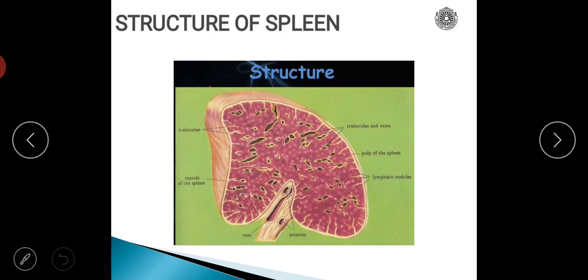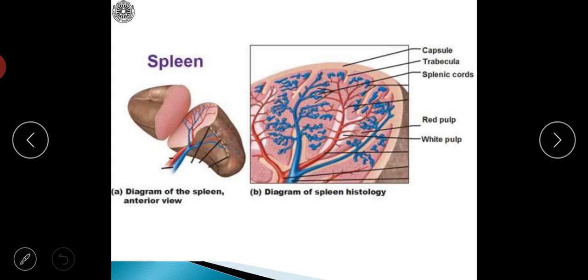The spleen, as you know, is a very important organ, and it receives a rich blood supply through arteries, and the impure blood is taken away from the spleen through veins. This is another diagram showing the structure of the spleen, that is anterior view and other histological details. In the diagram of the spleen histology, you will observe that externally it is covered by a capsule consisting of fibrous connective tissue which produces inward projections called trabeculae, and the trabeculae lead to the major part of the spleen, called pulp. As I told you, it is further divided into red pulp and white pulp, and details are shown here in this diagram.